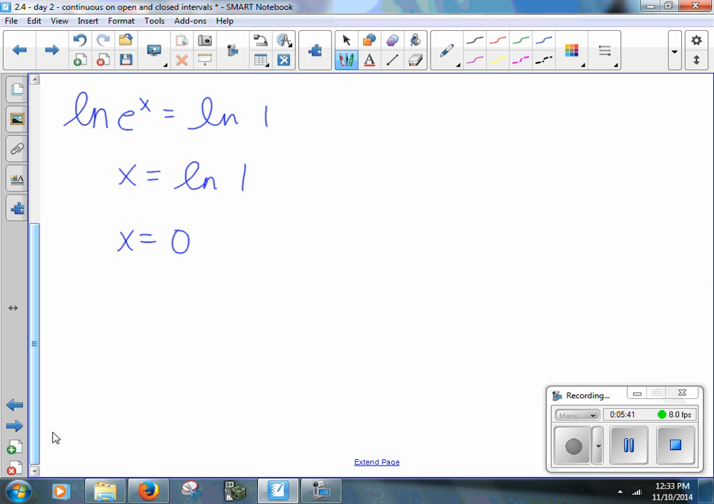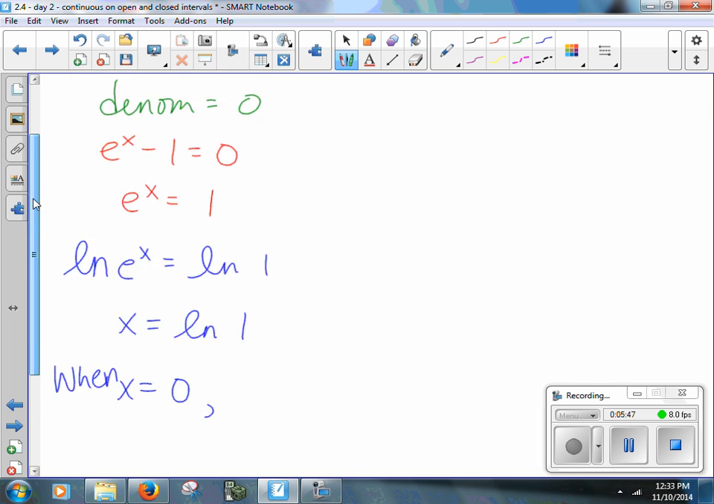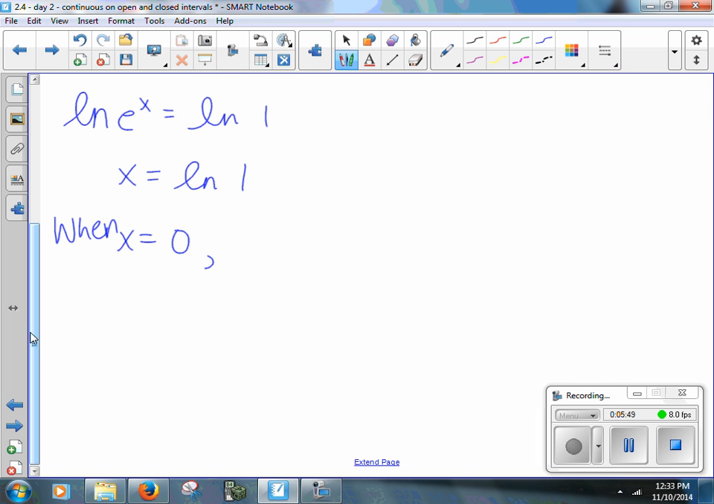When x is 0, what happens? It's not continuous. Doesn't equal 0, power is 1. Anything to the 0 power is 1, when you plug it back in. So when x is 0, f of x is what?